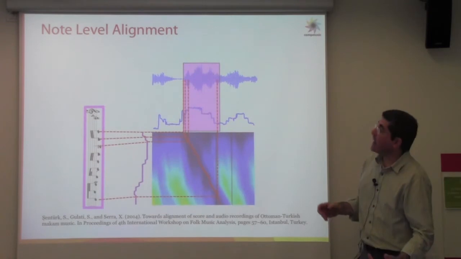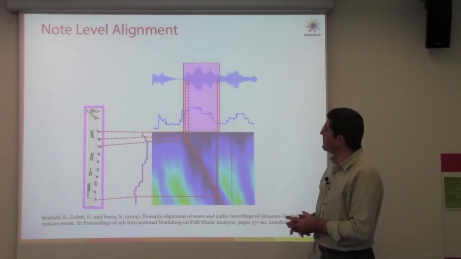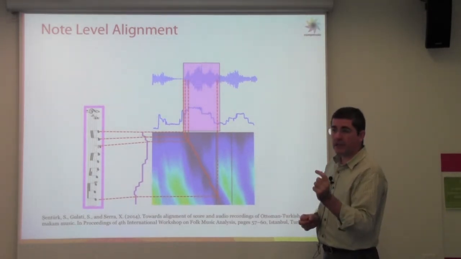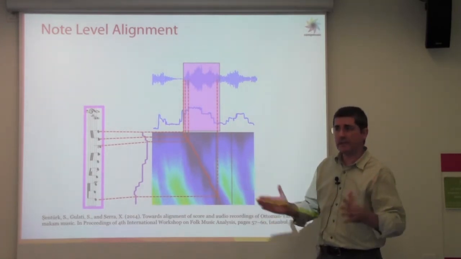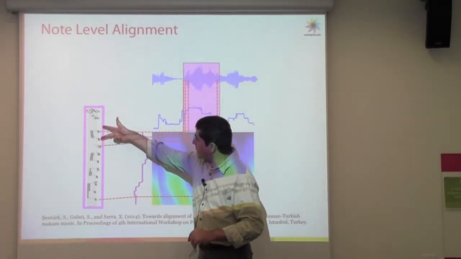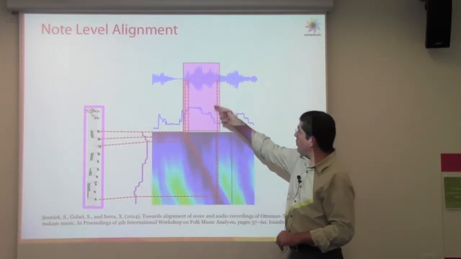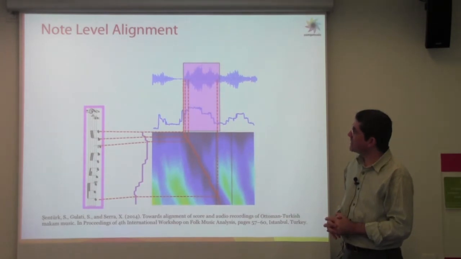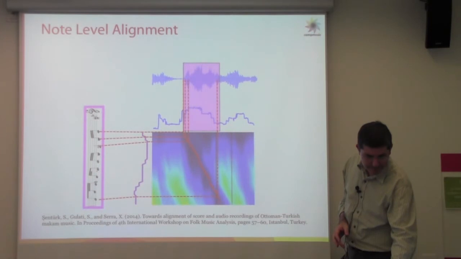Finally, an important thing that we need to do, especially in some research problems, is align at the note level. And that's quite a bit harder because in some of these traditions, like in the Turkish one, there is a lot of freedom at the note level. So there may be a lot of difference between the durations or the exact pitches of the score and what it is in the audio recording. But that's quite an interesting challenge to work on, and that's what we're doing.